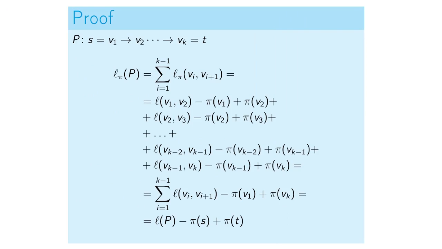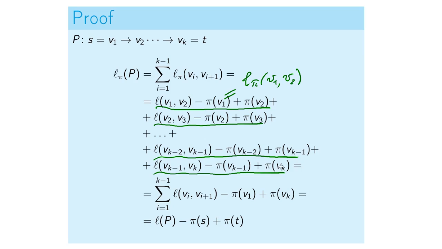And then we can rewrite each L pi from vi to vi plus 1 by definition. And we know that L pi of v1 to v2 is equal to L of v1 to v2 minus the potential of v1 plus the potential of v2. So this first line is equal to L pi of v1 to v2. And each of the next lines is similar. It corresponds to the length of the edge in the new graph with the new edge weights.